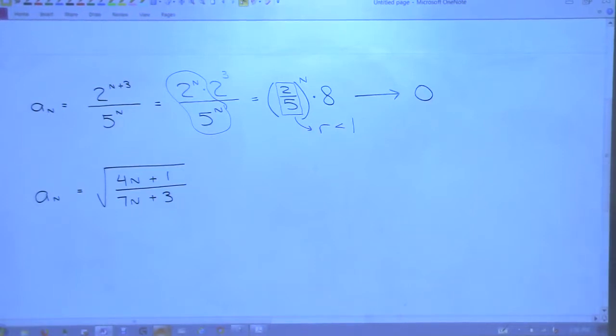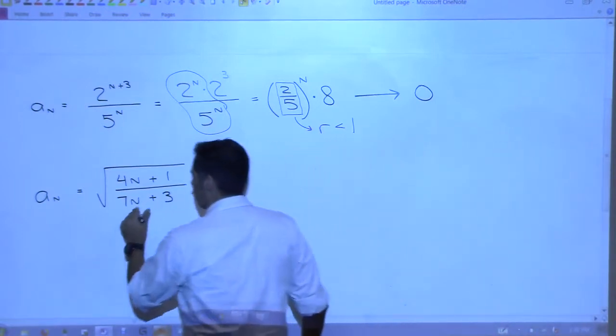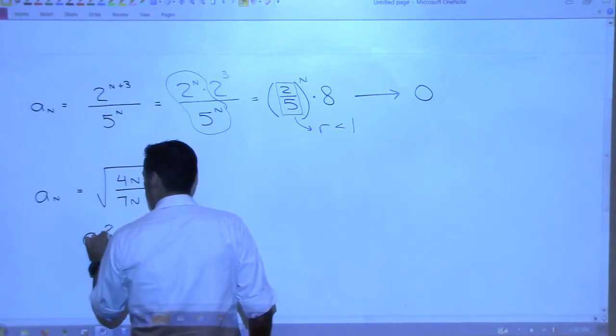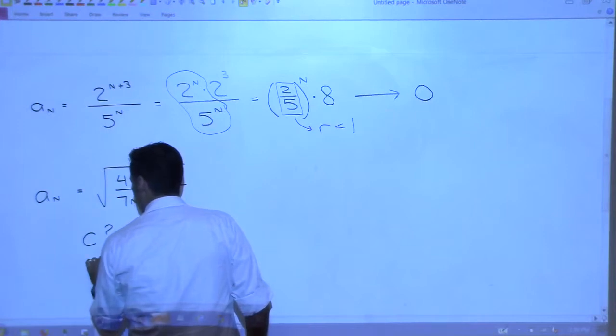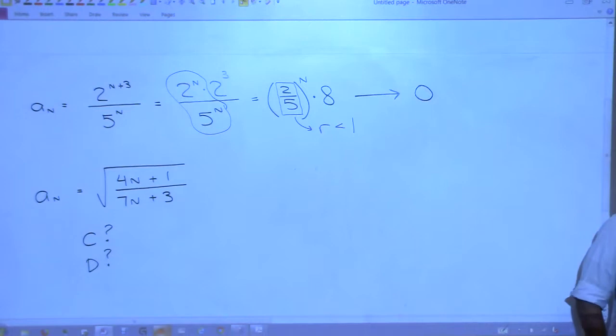So I'm asking, does this converge or diverge? All right? So does this converge or does it diverge? I'm going to start writing C and D like that, okay, because I don't like to write it over and over. Does it converge or diverge?